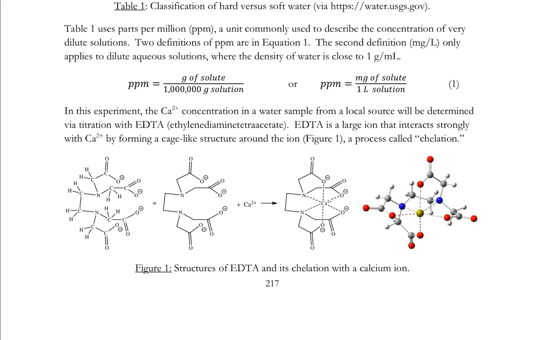So EDTA, it's a big ion. It is a 4- anion, and it is shown in this figure 1 on the left.